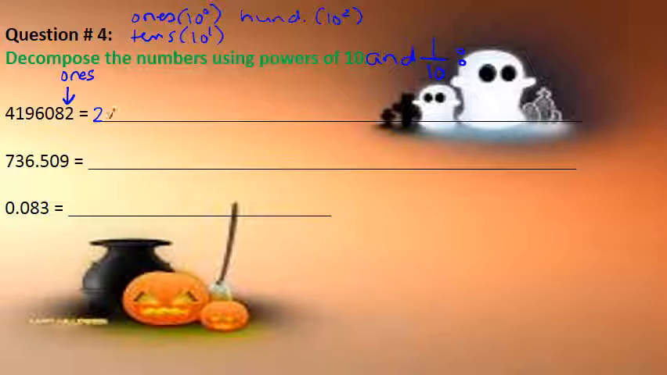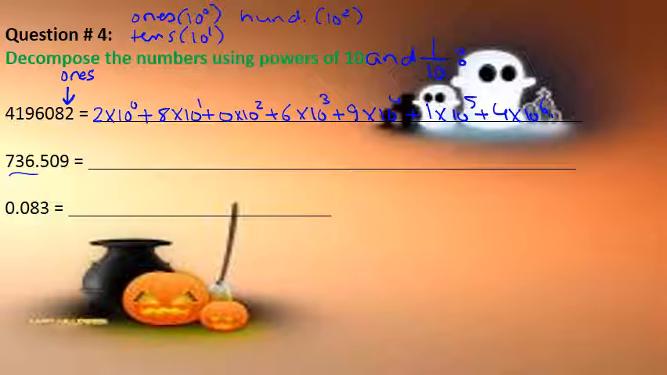So 2 we multiply it by 10 to the power 0, plus 8 is multiplied by 10 to the power 1, plus 0 times 10 to the power 2, the hundreds, plus 6 times 10 to the power 3, plus 9 times 10 to the power 4, plus 1 times 10 to the power 5, plus 4 times 10 to the power 6. Now, if we look at the next number, we can see that it is a decimal number because it has a point.